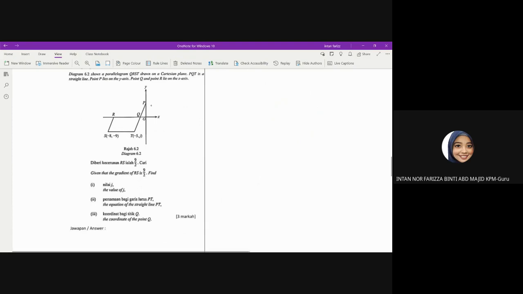It is a parallelogram QRST. And PQT is a straight line, okay? So PQT is a straight line and P lies on the y-axis. So Q and R are on the x-axis. Given that the gradient of RS is 9 over 2. So you have to find the value of J.